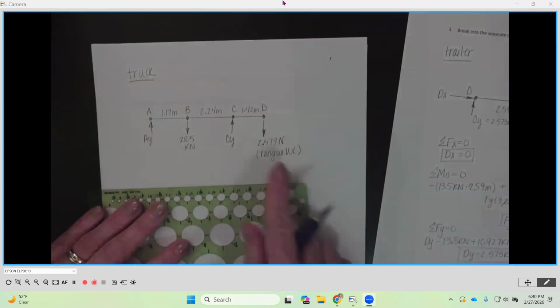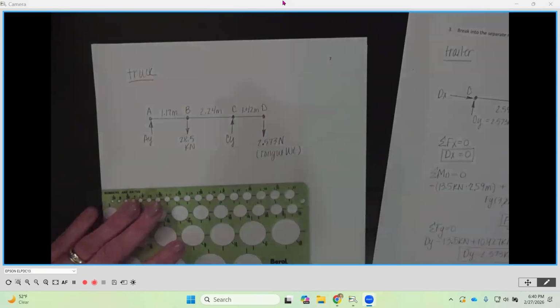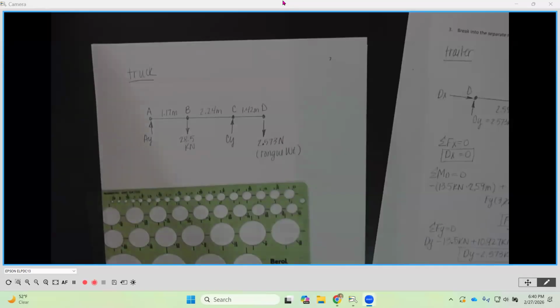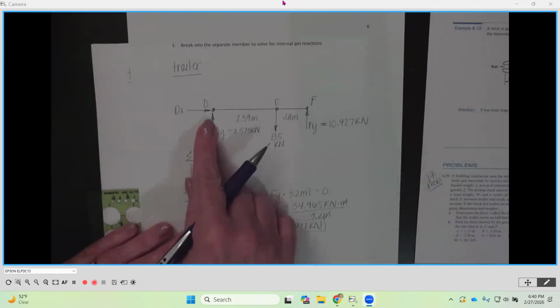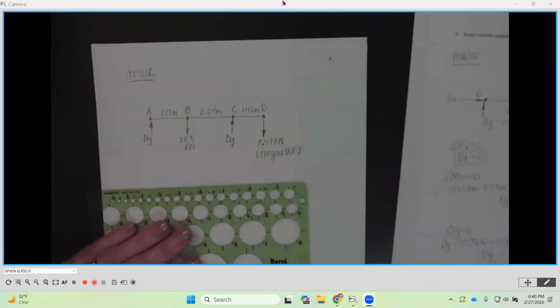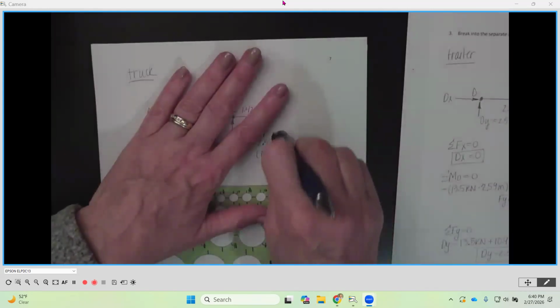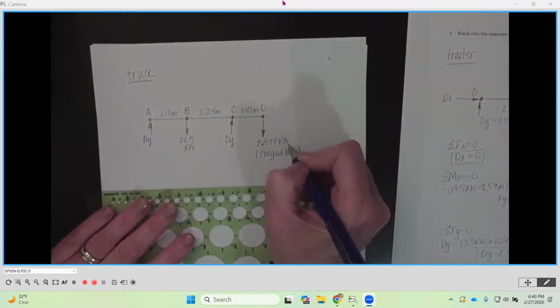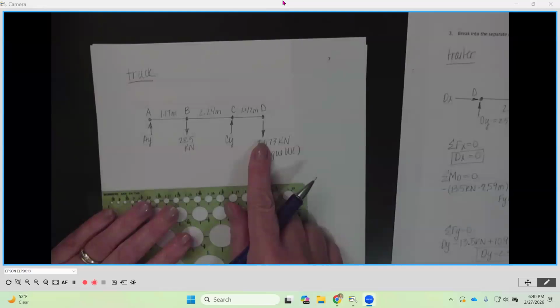This is the tongue weight. And it makes sense that it's going down because that's the force that it is seeing from the trailer. So here, this is actually the truck pushing up and supporting it, but this is going down. Kilonewtons going down. But now this is what the truck sees going down. It feels it going down. That's the tongue weight that it sees.